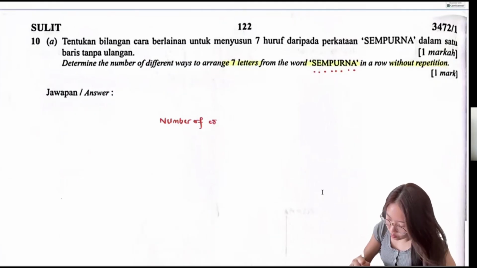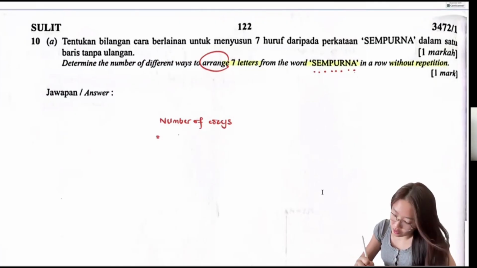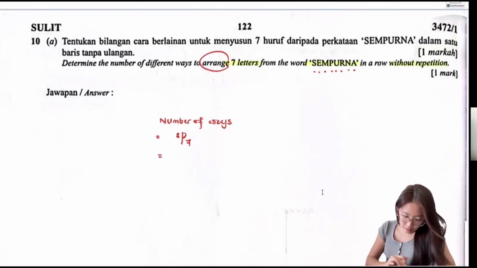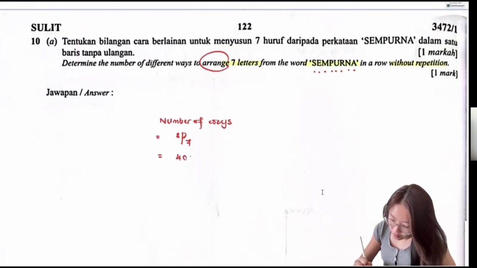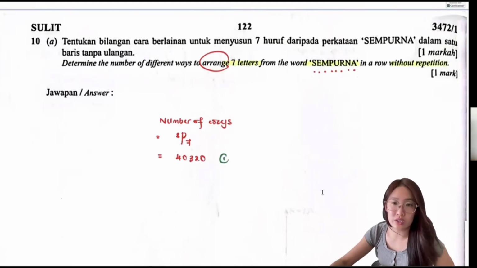So number of ways to arrange. Keyword is arrange, permutation. 8 letters over here. You just need to arrange 7. Select 7 and arrange. So it's 8P7. Okay, this number is going to be big. 40320. 1 mark.